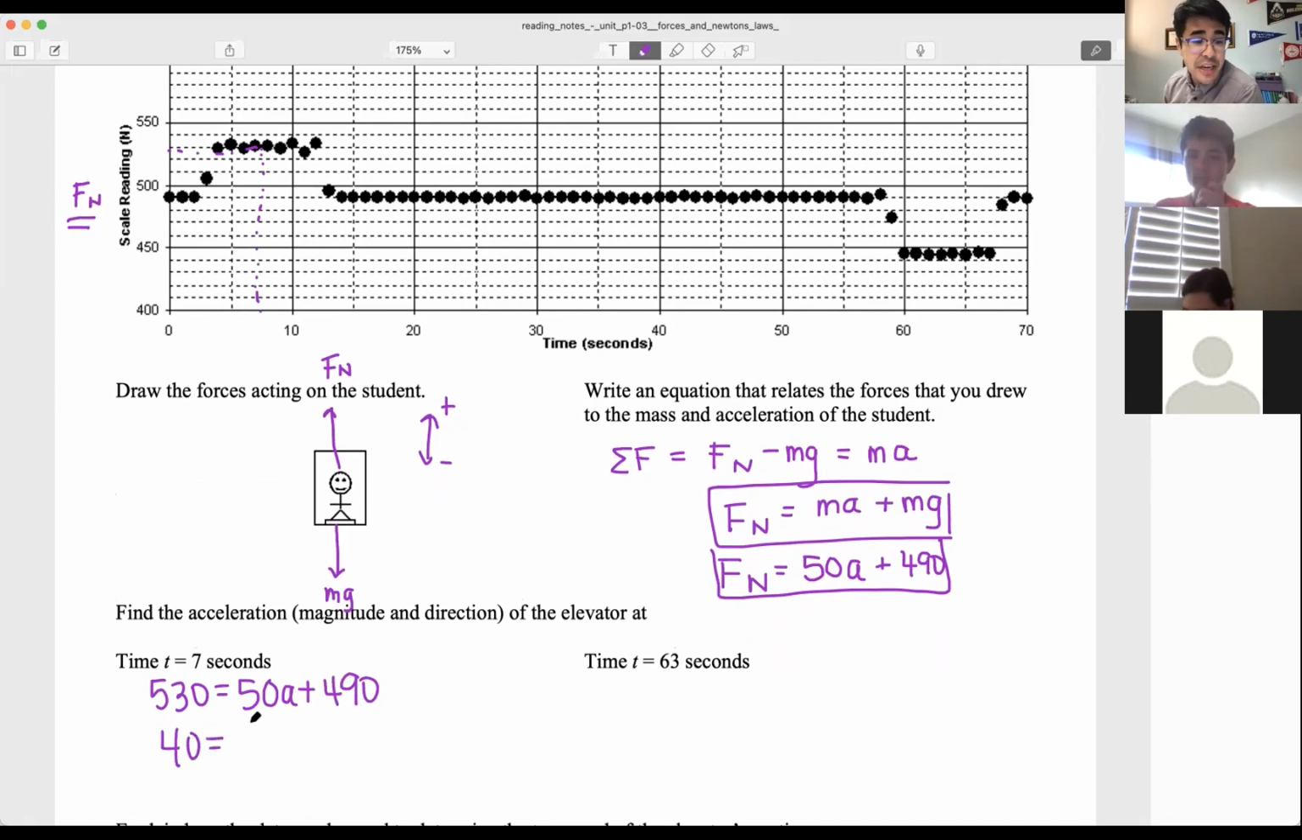40 is equal to 50A. So then A is equal to 4 over 5 meters per second squared. And it's positive, right? Remember, it's an acceleration. So we either need to write the sign, or we don't need to write the sign because it's positive, or indicate direction, right? Indicate direction for vectors.